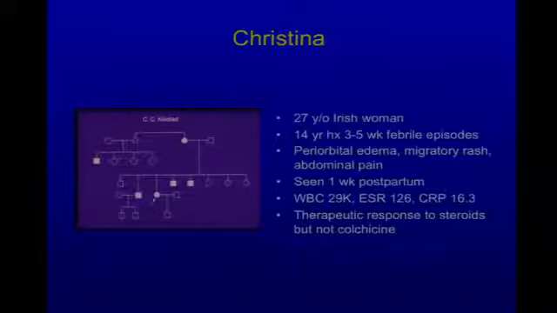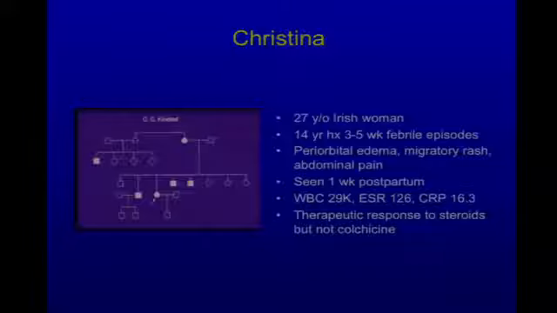So she was not of Mediterranean ancestry. She had these prolonged attacks. The attacks had manifestations that you don't usually see in FMF. And she responds to steroids, but not colchicine. And here she is in the pedigree, and you can see that this looks more like a dominant pattern of inheritance. She's got 3 sisters who are affected, her mother's affected, well, the maternal aunt isn't, but then there's a maternal cousin who is. So what is this?